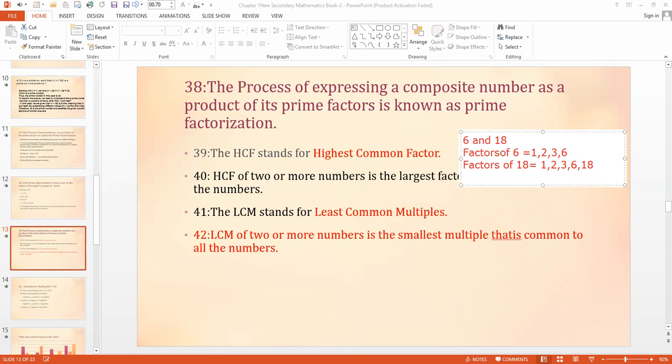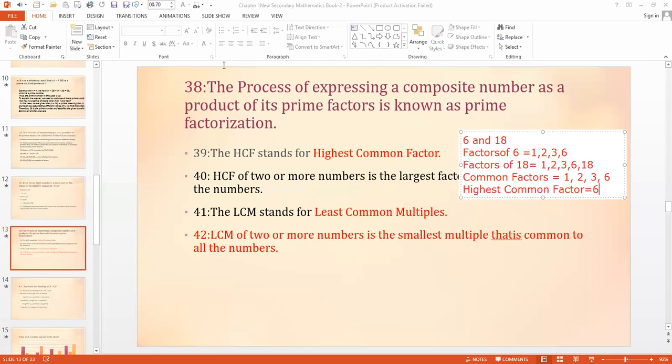Okay. Now, first you have to take common factors. So what are the common factors? Yes, 1 is common, 2 is common, 3 is common, and 6 is common. Now we come to the highest common factor. Which is the highest common factor here? 6. So this is the HCF. Now is this point clear? Very good. Now we move towards the next point, LCM.